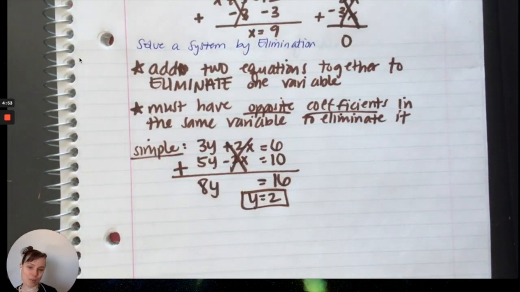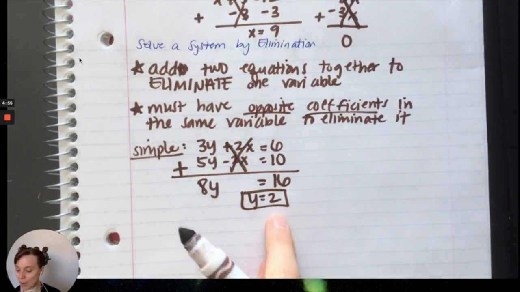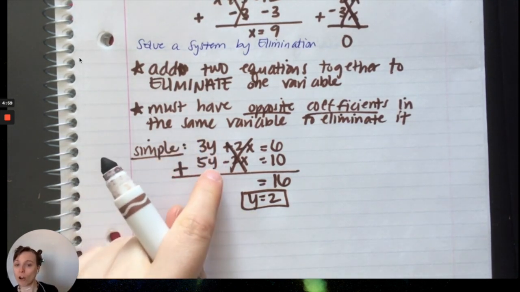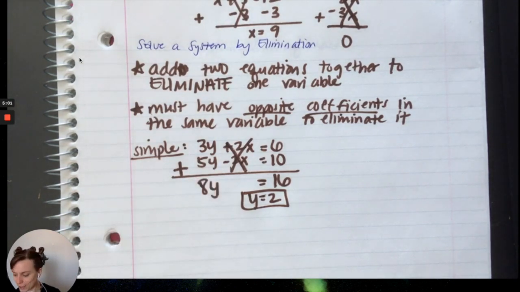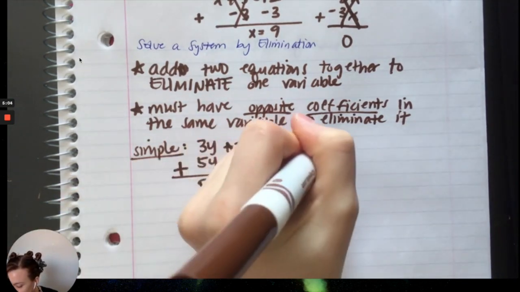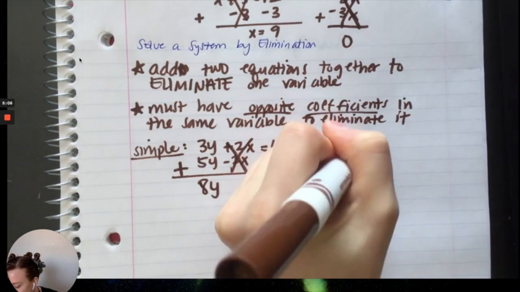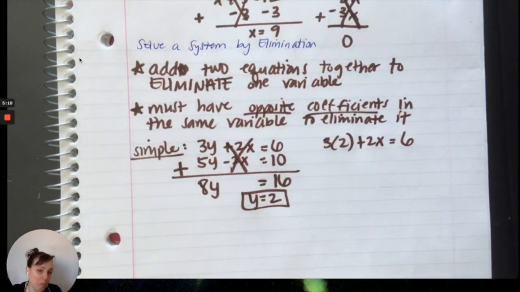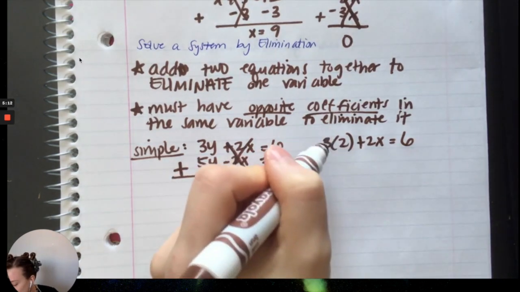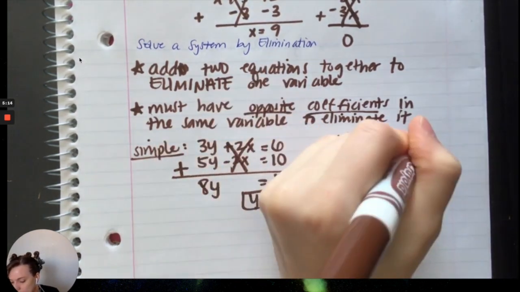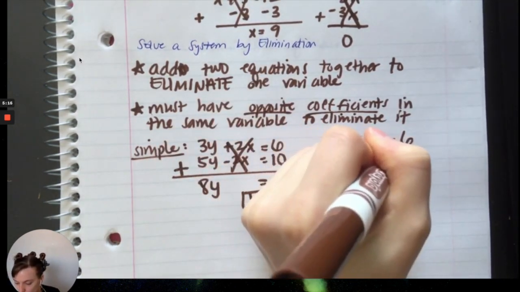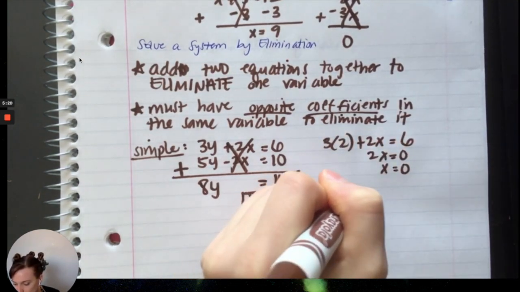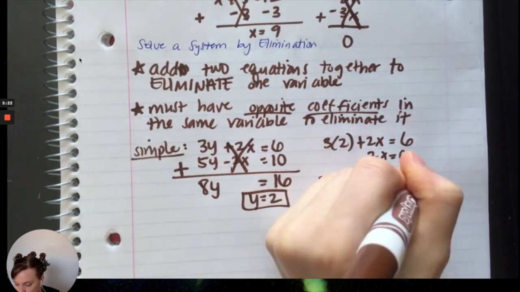And now the last step's actually the same as substitution. I'm going to take this 2 and then stick it back in for y either in the top equation or the bottom equation, doesn't matter. So I'm going to have 3 times 2, because why not just do the first one? If you have a choice, pick one with smaller numbers. Makes your brain a little easier. Okay, 3 times 2 is 6. I subtract the 6 on both sides, so I get 2x equals 0. So x equals 0. So my coordinate is 0, 2.